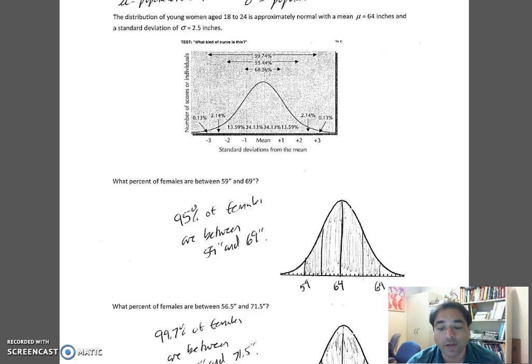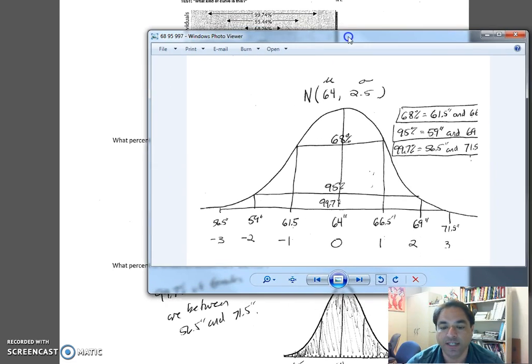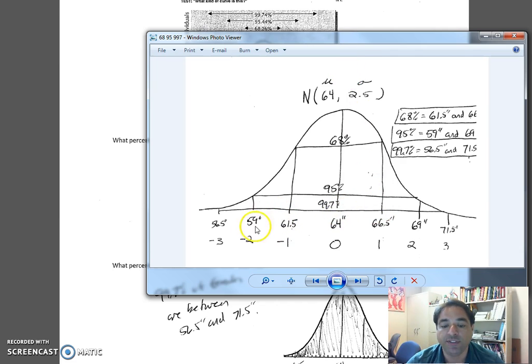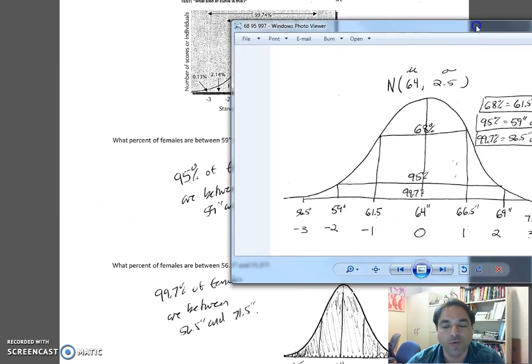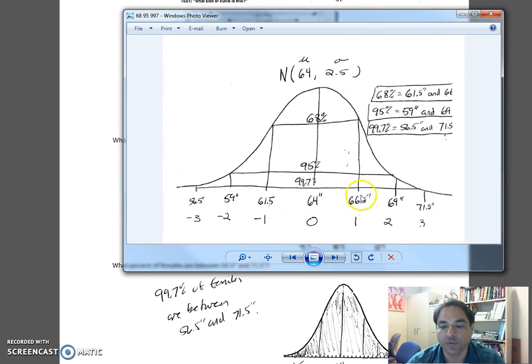Now, these are going to get a little harder, so here's what I recommend for all of these. Step 1, draw the picture. First thing we do, label the mean as 64, and then we find 59. Notice 59 is 2 standard deviations. I don't want to draw this picture over and over again, so I have 2 lines to the left, and then 69 is 2 lines to the right.